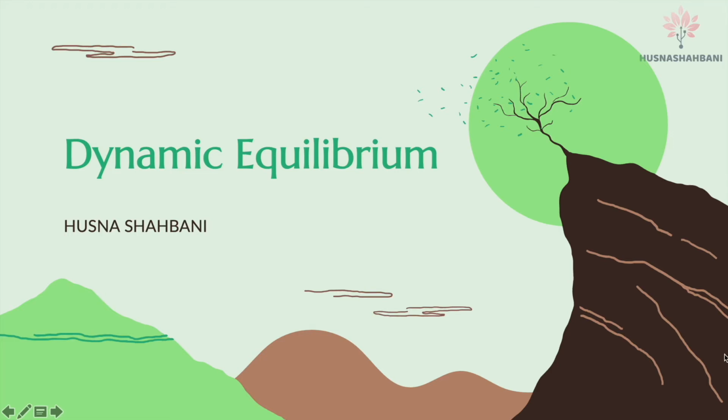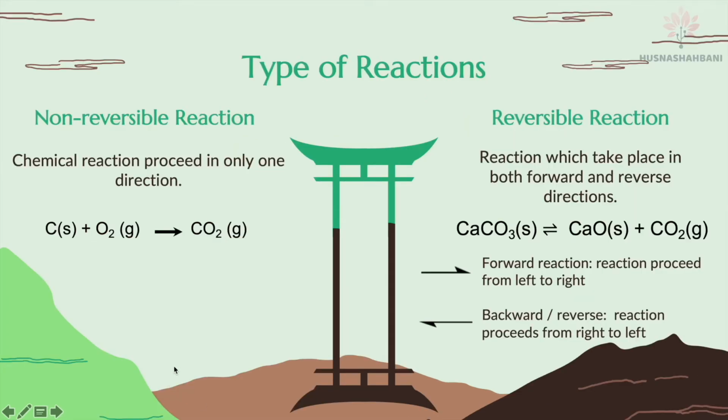Dynamic equilibrium. There are two types of reaction, non-reversible reaction and reversible reaction. Non-reversible reaction is a chemical reaction that proceeds in only one direction. For example, carbon reacts with oxygen to produce the product carbon dioxide. The reaction proceeds from the reactant to product in only one direction.